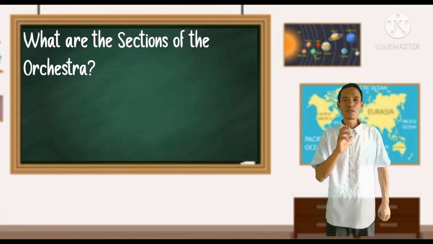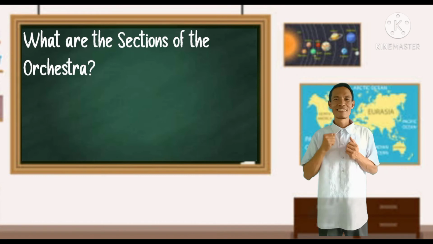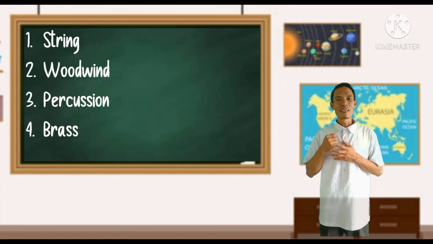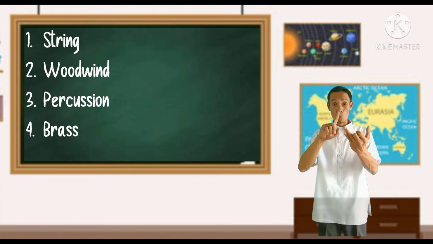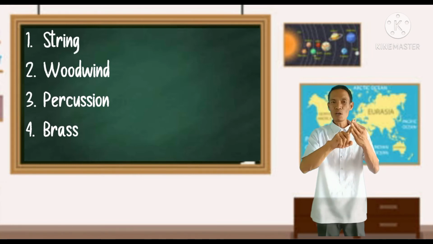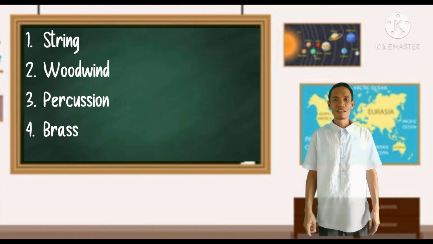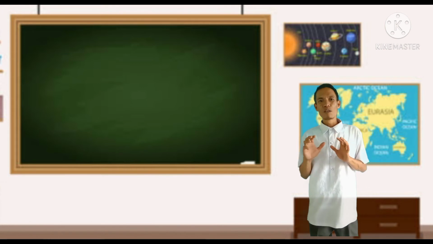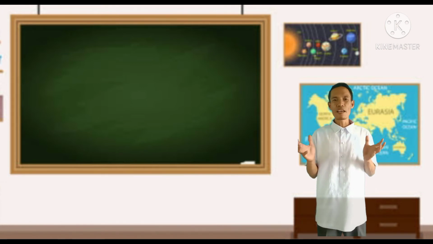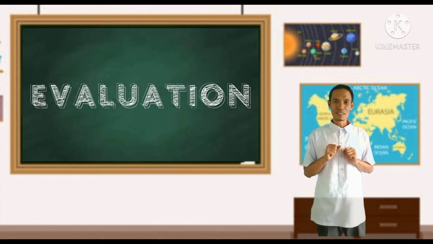What are the sections of the orchestra? Can I hear it again? So, the sections of the orchestra are the string, woodwind, percussion, and the brass. Okay, class. Now, our lesson is done. We have now our evaluation.